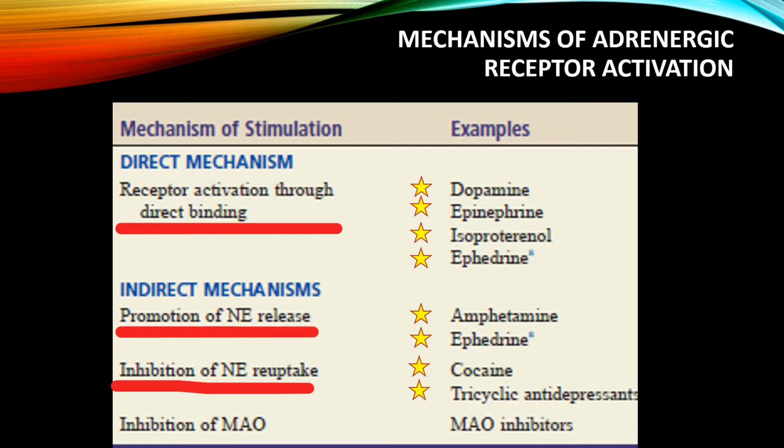And lastly, the inhibition of MAO, or the monoamine oxidase. Drugs that inhibit MAO can increase the amount of norepinephrine available for release and enhance receptor activation. Examples of MAO inhibitors are your phenelzine, sertraline, and isocarboxazid.